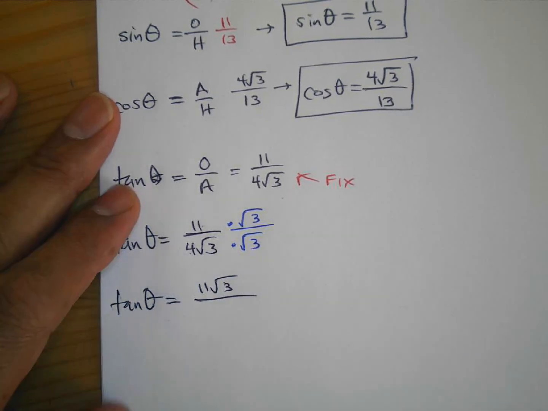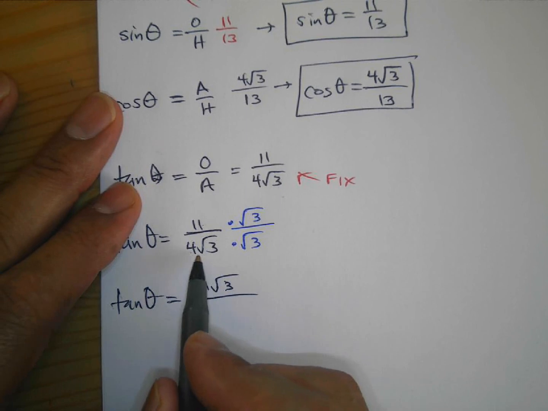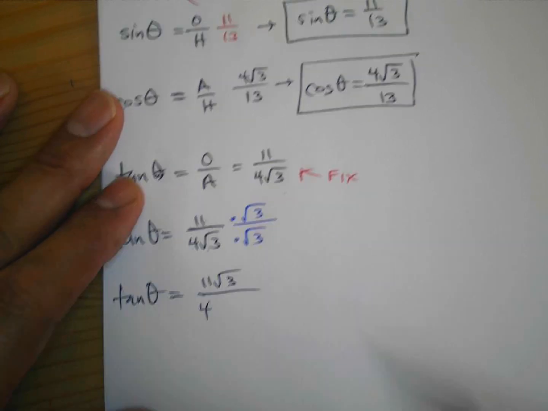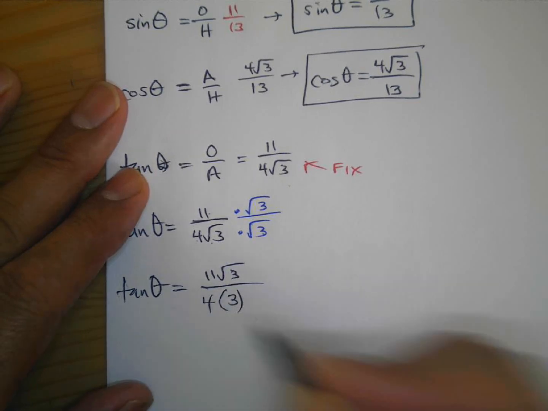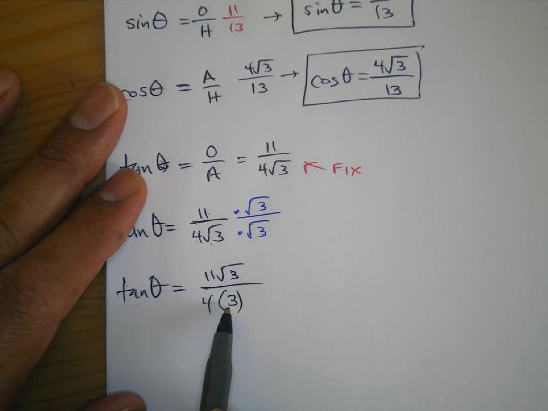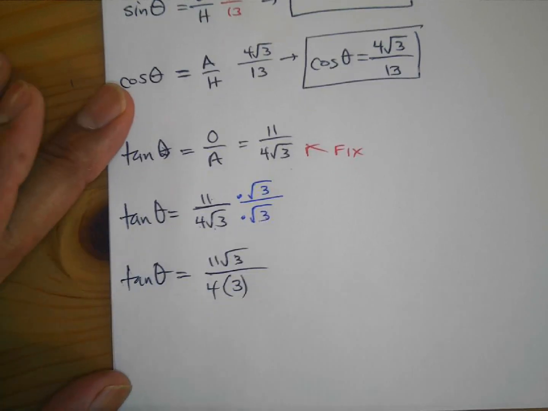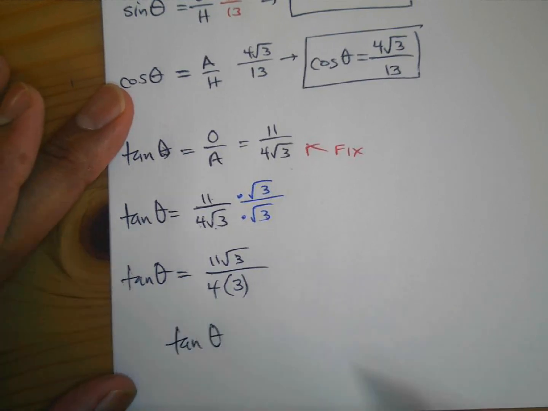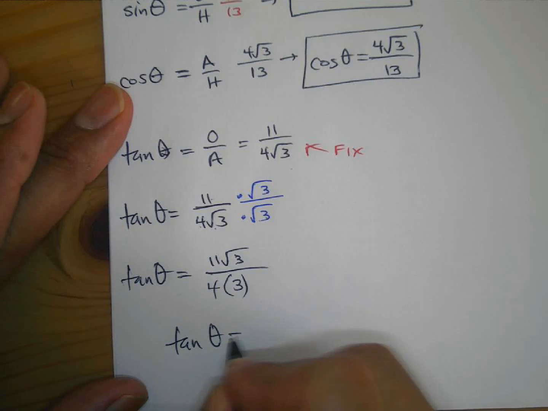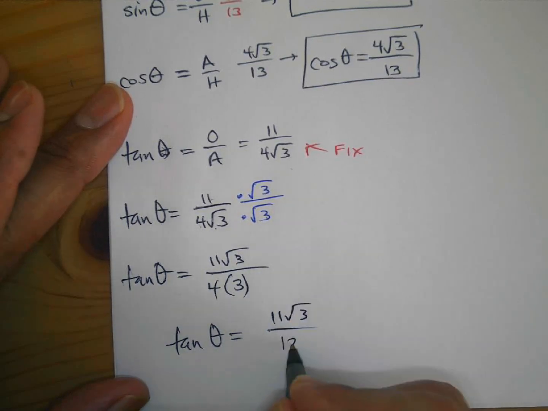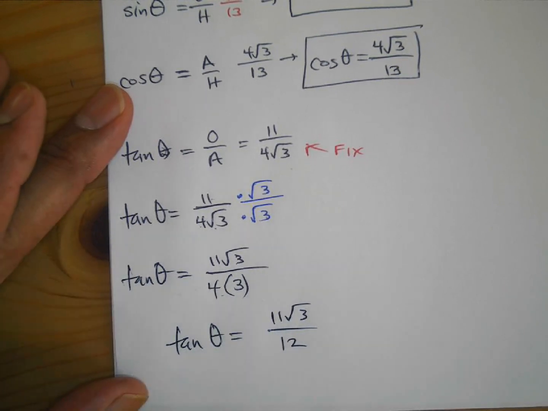in the numerator over, and here you got the 4, that's a whole number 4, and then the square root of 3 times the square root of 3 is 3. So you still got that 4, and then the square root, that's going to be just a whole number 3. These will multiply. Your final answer, your final ratio for tangent is 11 root 3 in the numerator over what? 12, right? 4 times 3, 12.